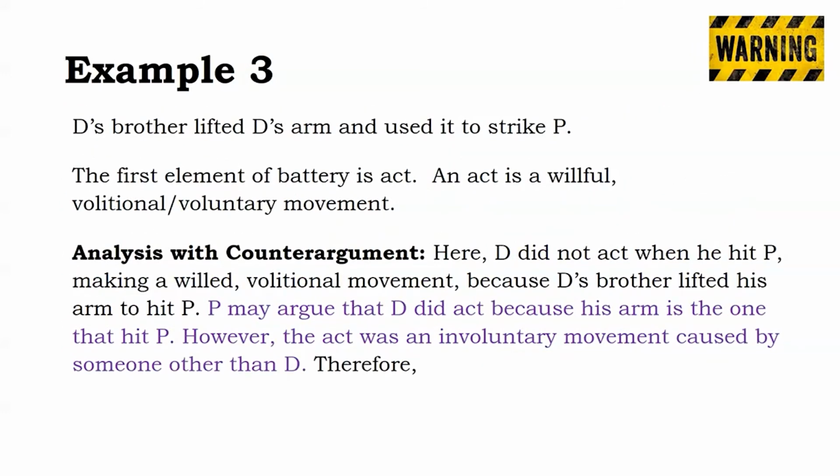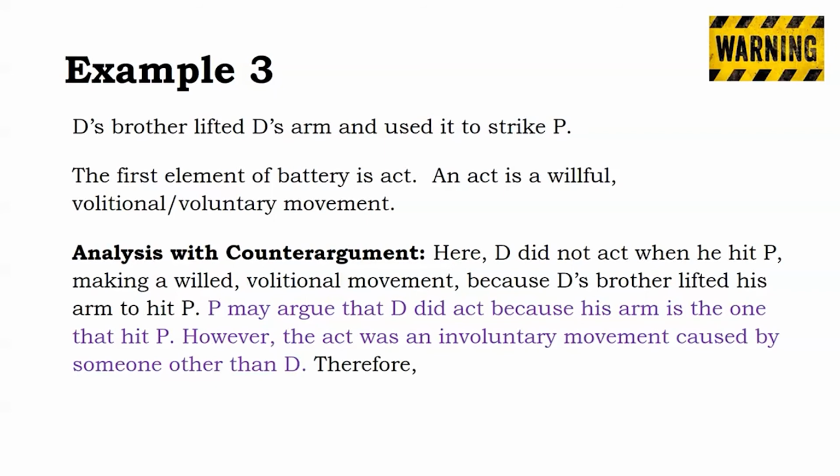Let's look at another example. D's brother lifted D's arm and used it to strike P. We know that this is probably a battery question, and we're going to examine the first element of battery, which we know is an act. And the subrule or definition for an act is a willful, volitional, or voluntary movement.